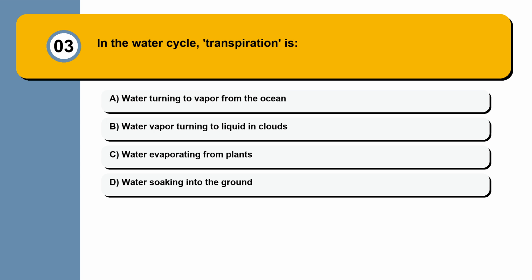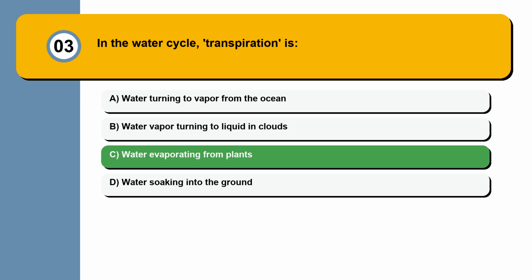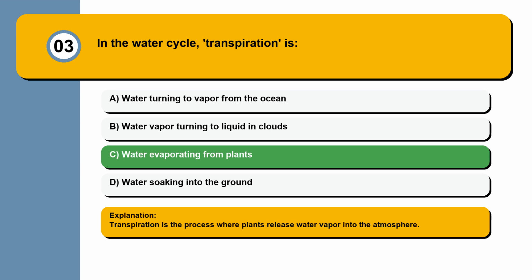Question 3. In the water cycle, transpiration is water turning to vapor from the ocean, water vapor turning to liquid in clouds, water evaporating from plants, water soaking into the ground. Transpiration is the process where plants release water vapor into the atmosphere.